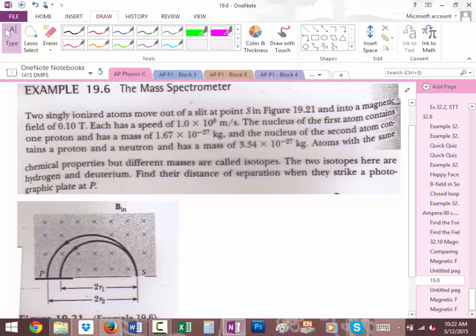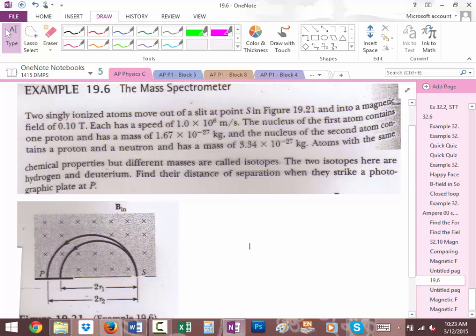So we're just going to make sure we understand all of these words here. Two singly ionized atoms. We know what that means, right? Singly ionized means that they are, what does that mean? They have one e. They have the same charge, right? Kendra, thank you. I forgot about that. Appreciate it.